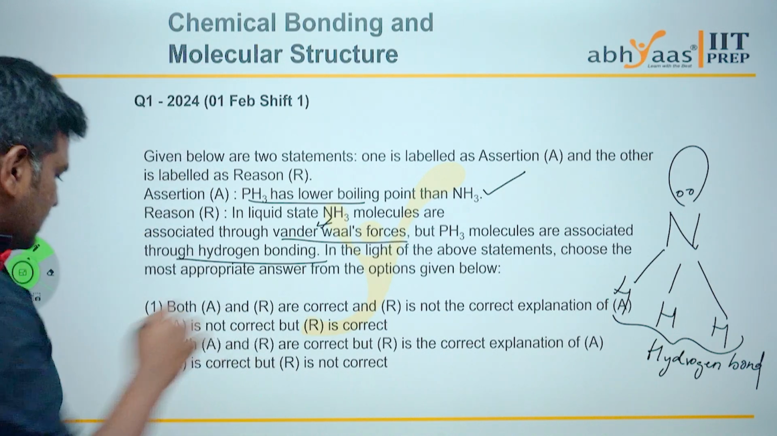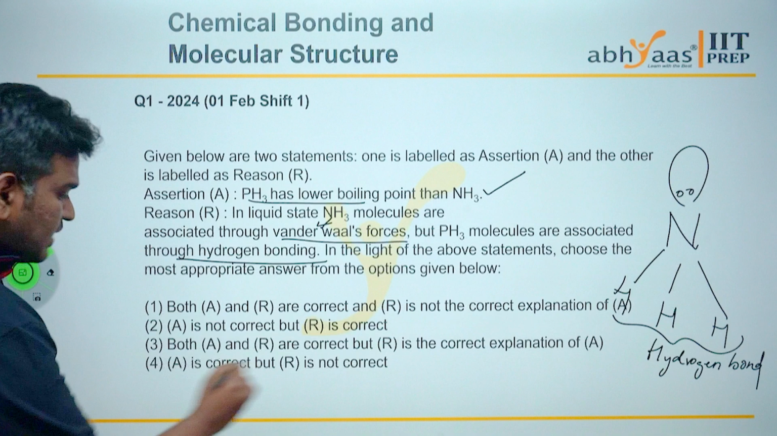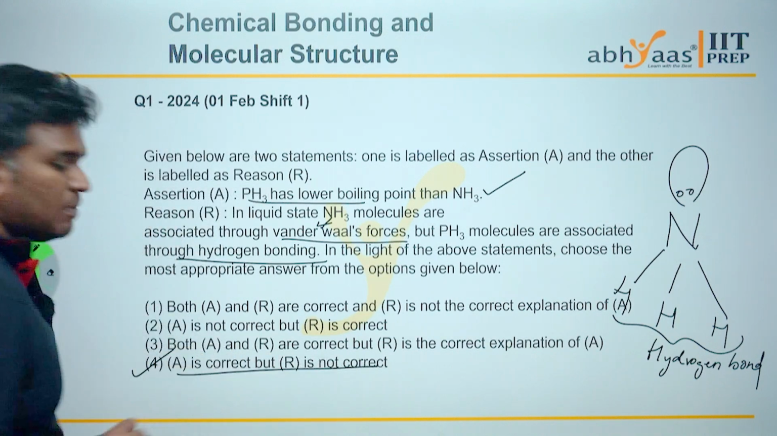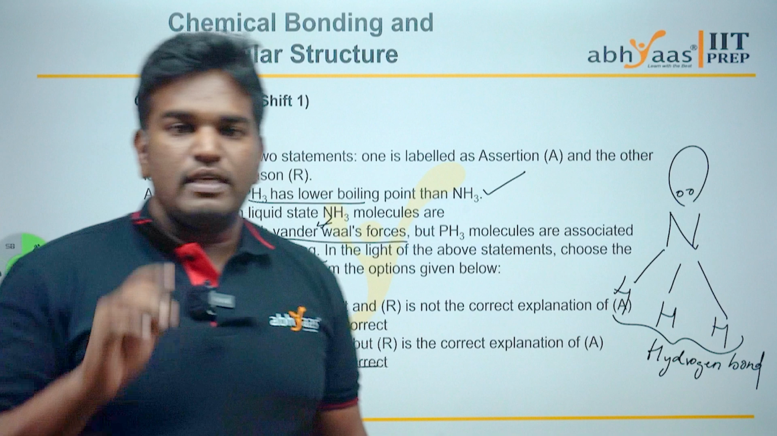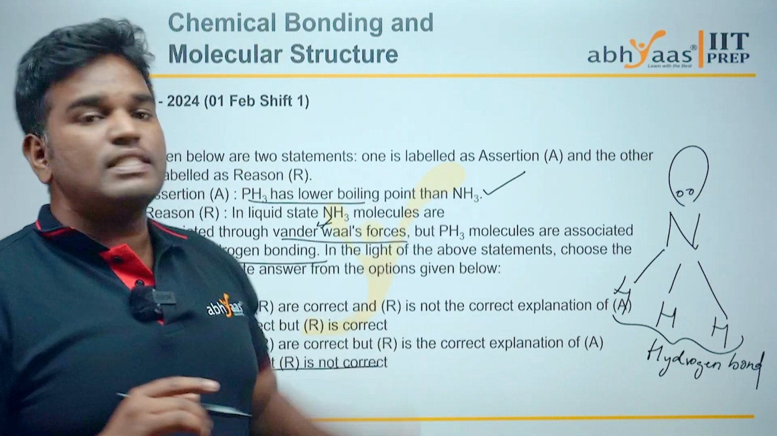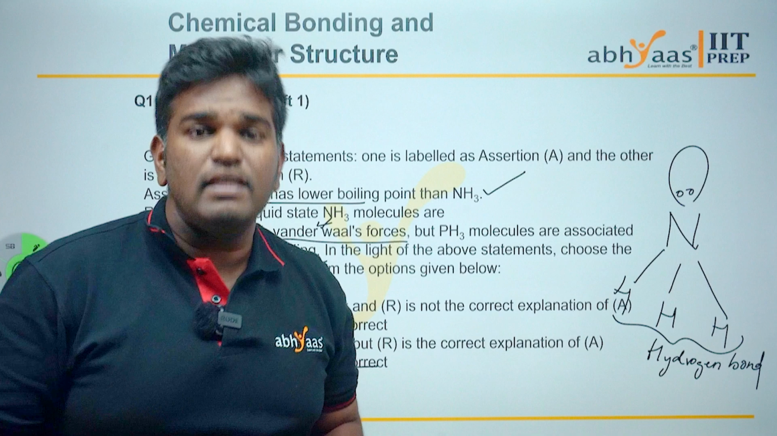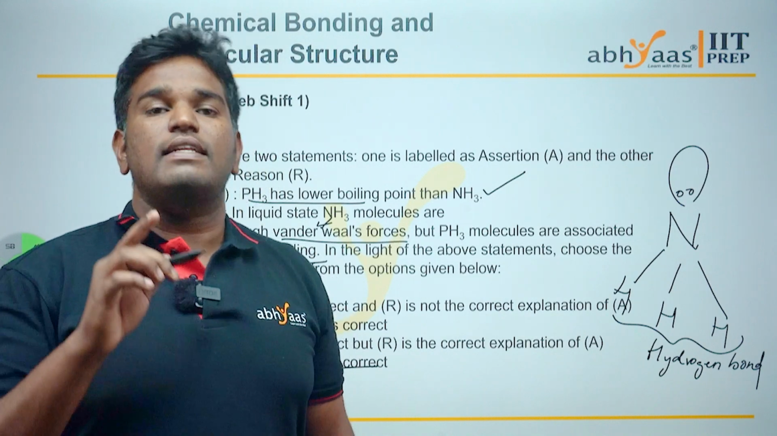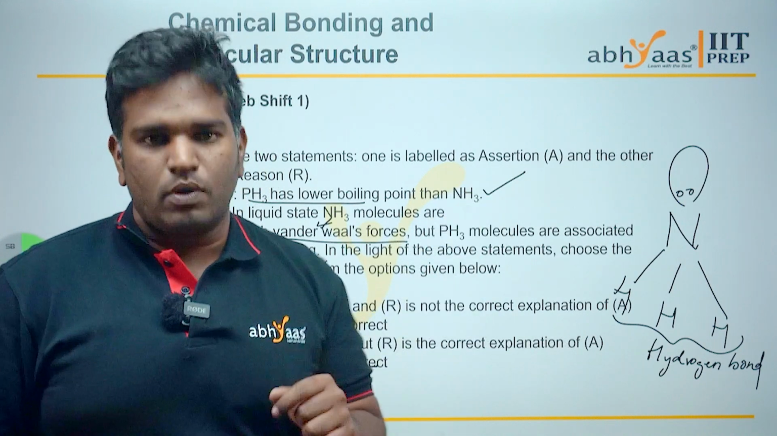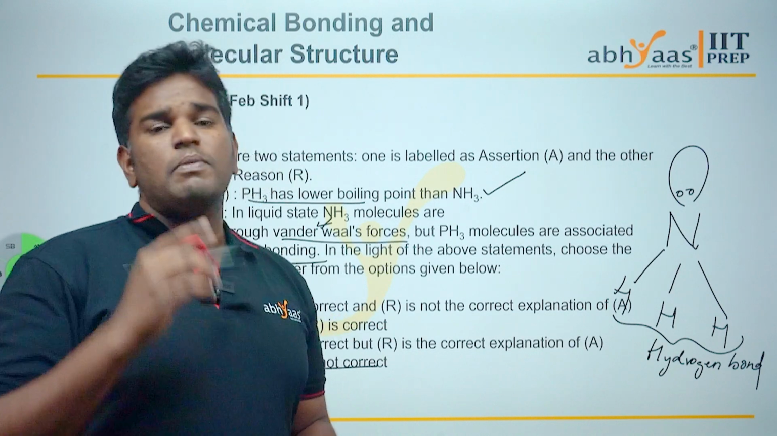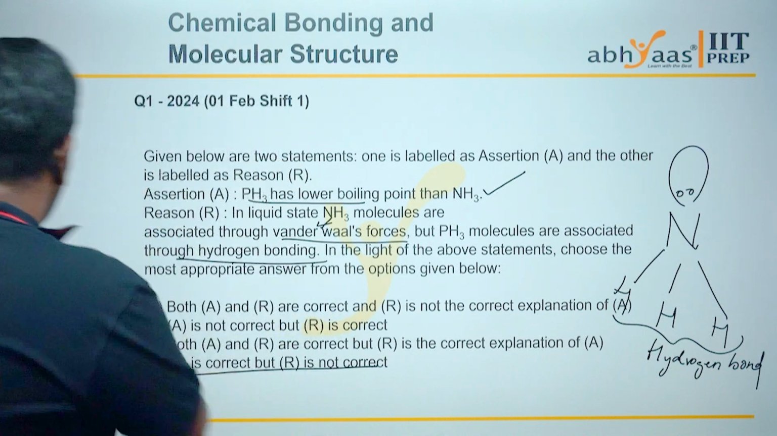So among this, which is the right one? A is correct, but R is not correct. So the fourth option will be the right choice. So here the problem is that NH3 is having the hydrogen bond, but they have given that NH3 is having van der Waals force. Because of that reason, the second statement is wrong, right? So it was actually an easy question for you. Now we will move to the second question.